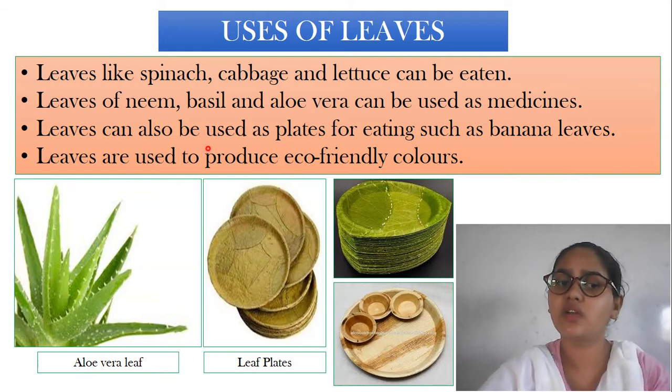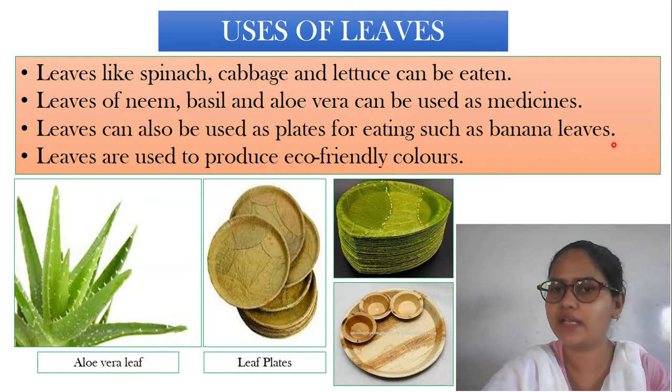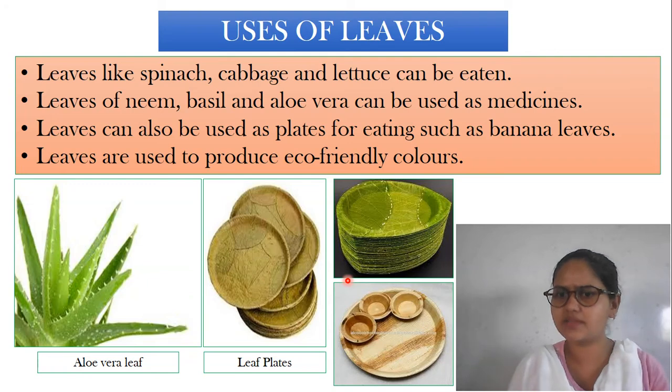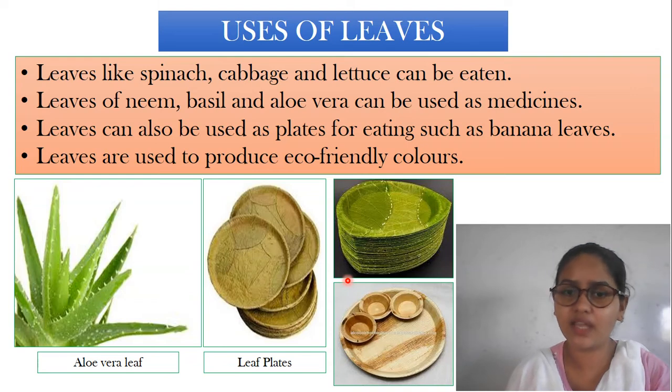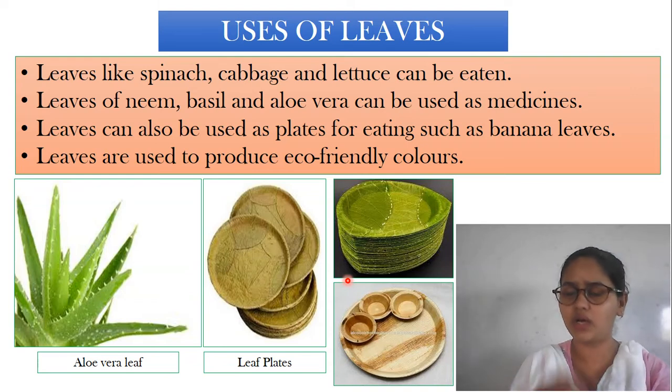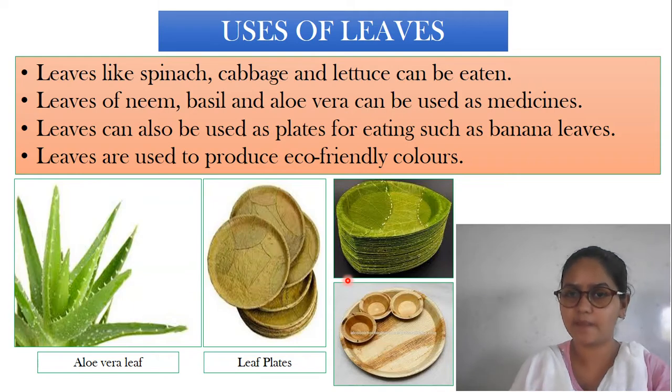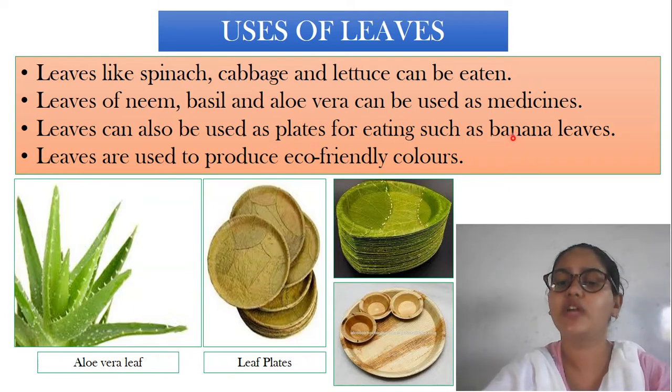Now, leaves can also be used as plates for eating, such as banana leaves. You can see these eco-friendly plates are better than those plastic plates, right? Which are harmful for our environment. But these are not harmful for the environment because when they are thrown into the soil, after many years they become decomposed. They become part of the coal and minerals of that soil. That is the process we can say. So the leaves can also be used as plates for eating, such as banana leaves.